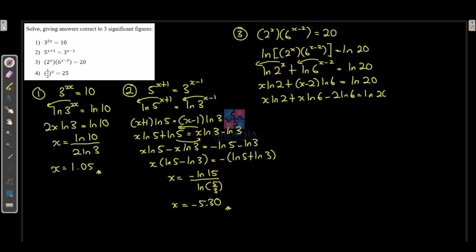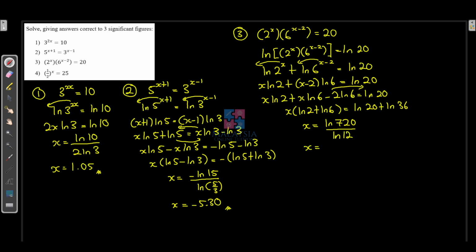equals ln 20. Shift this to the right hand side, and at the same time, you factorize out the x. x times ln 2 plus ln 6 equals ln 20 plus, okay, so you can also take the 2 inside the 6, meaning you will get 6 squared. So that is 36, so ln 36. And finally, what is your x? Ln, okay, 20 times 36, that is going to be 720, divided by ln 2 plus ln 6, meaning 2 times 6 is 12, so ln 12.